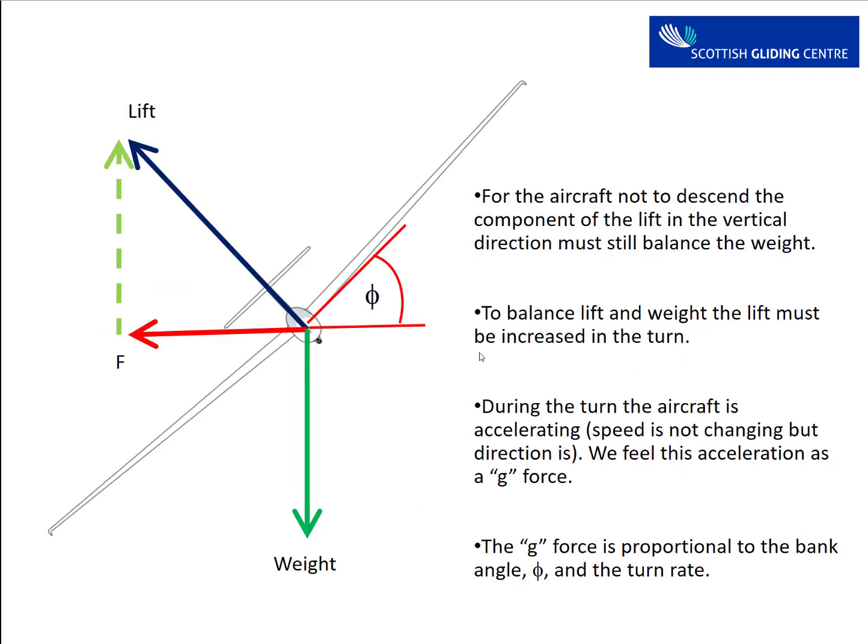Now, what I said at the start of this was that we're going to be considering turning flight, and turning is an accelerating part of the flight envelope. Now, our speed isn't changing, but our direction is. And velocity is a vector quantity, and it has magnitude as well as direction. So because the velocity is changing direction, we are therefore accelerating. And we feel this acceleration in terms of a g-force. And the g-force that we pull in a turn is proportional to the bank angle and the turn rate.